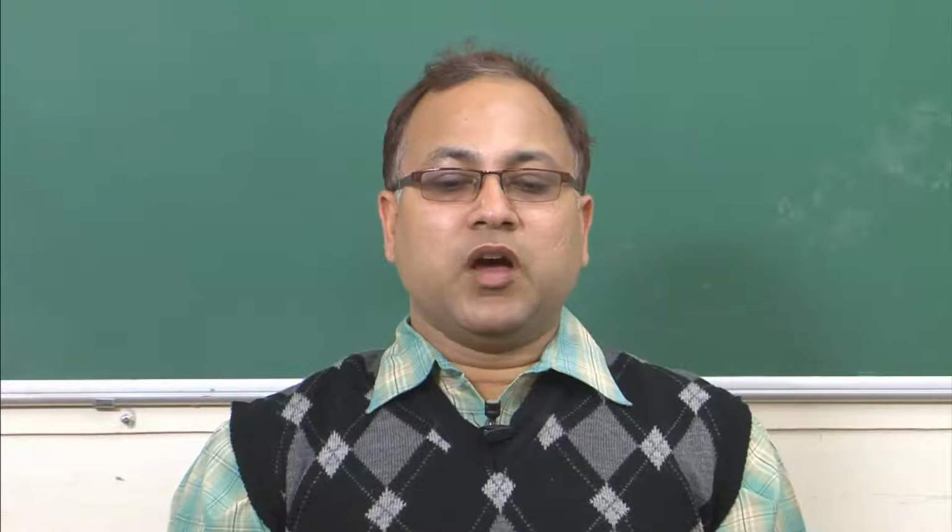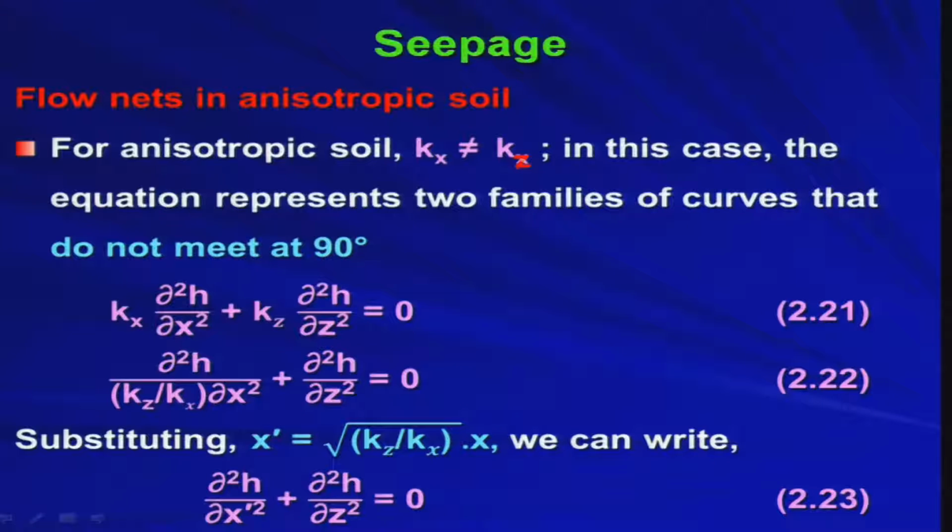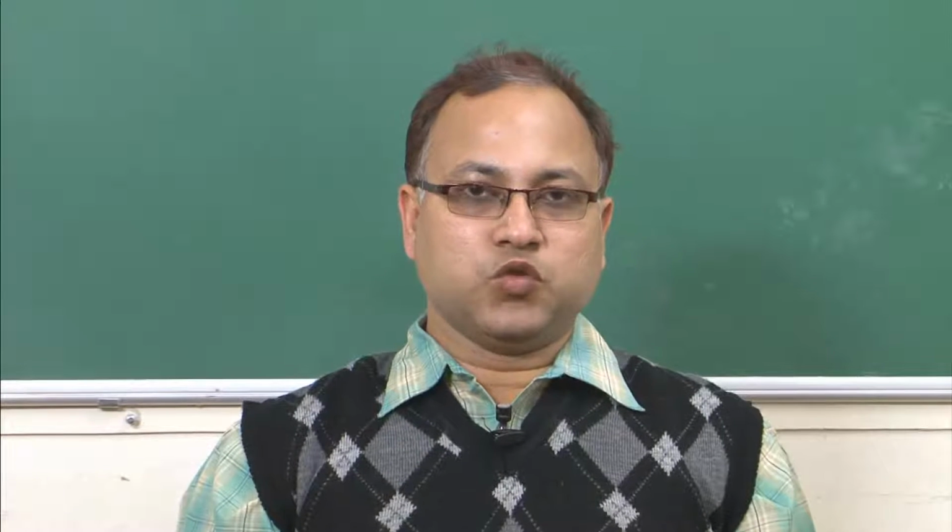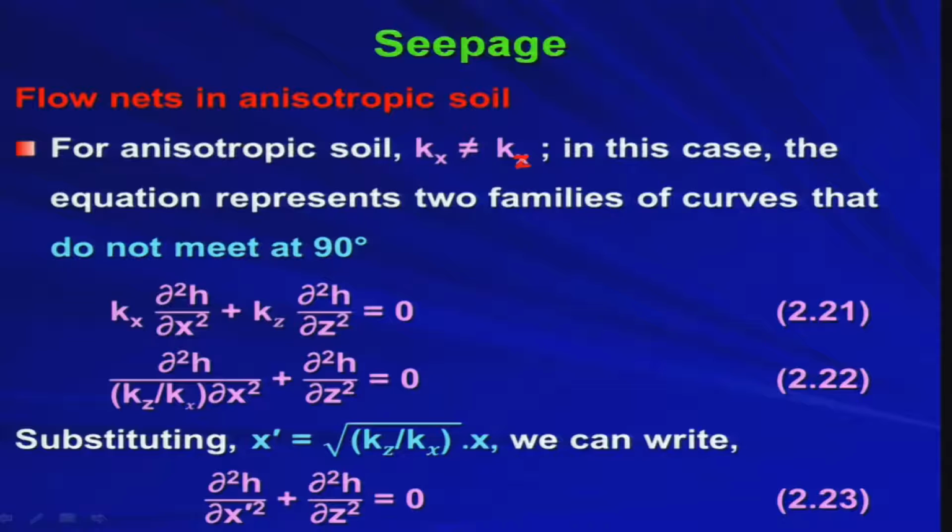Today we will be talking about how to construct flow nets in anisotropic soil. For anisotropic soil, Kx is not equal to Kz, right. In the previous lectures we always considered Kx equal to Kz, and we got the Laplace continuity equation, which was del 2h by del x2 plus del 2h by del z2 equal to 0. That was the continuity equation for isotropic soil, isotropic with respect to the flow, or the permeability.